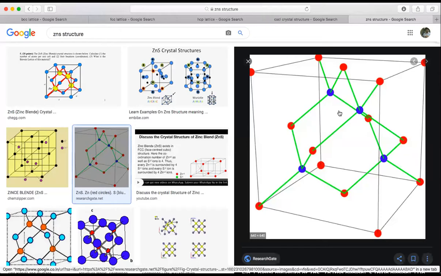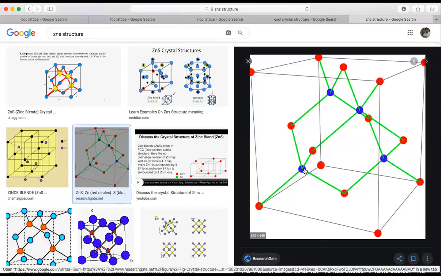So if you look at this structure, it's a cubic system, as you can see. These red atoms form an Fcc lattice. These are the corners of the cube, and these are the face centers. So 8 corners and 6 faces, 1, 2, 3, 4, 5, and 6. So that's an Fcc lattice.